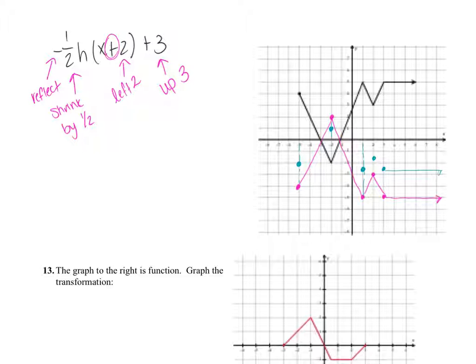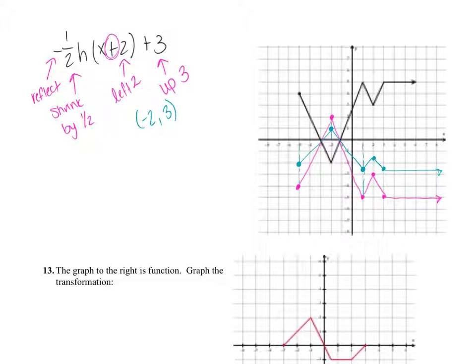And over. So we're going to connect all these points. So we shrunk it vertically. And then we're going to take all these points and we're going to go left 2, up 3. So -2 with our x values, +3 with our y values.